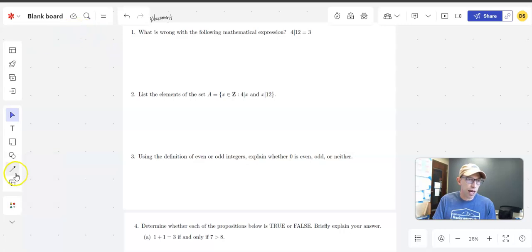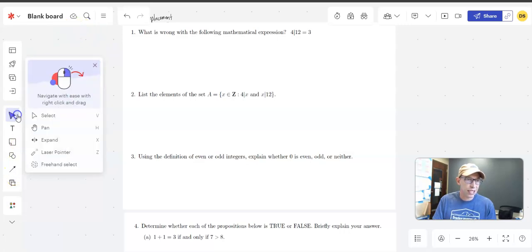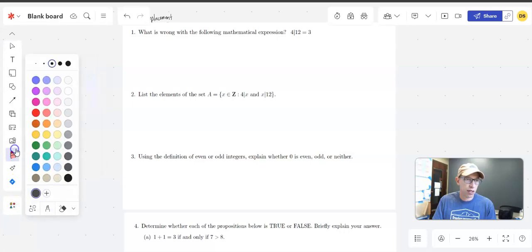And let me get my, oh, down here. Here we go. All right. So what's wrong with the following mathematical expression? Well, this right here, 4 divides into 12, is a statement that's either true or false, and this turns out to be true. It's called a Boolean in computer science.